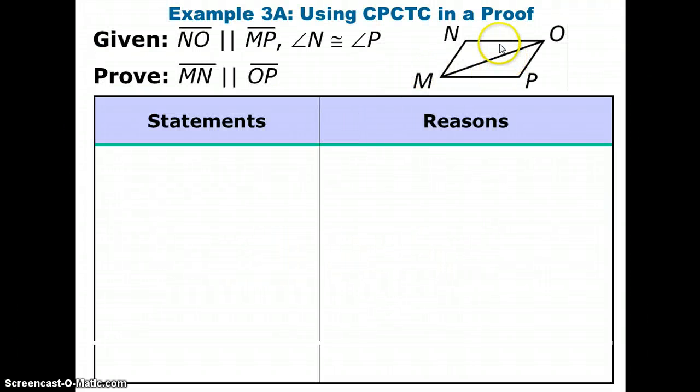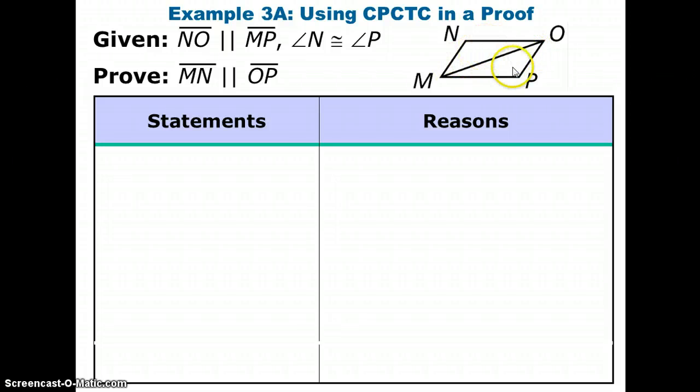So here's what we're going to do. We are going to prove that MN is parallel to OP. And this is a little bit tricky. In order for MN to be parallel to OP, I need opposite angles here and here to be congruent. In order for those to be congruent, it'd be nice to say that these two triangles are congruent because these are corresponding parts.